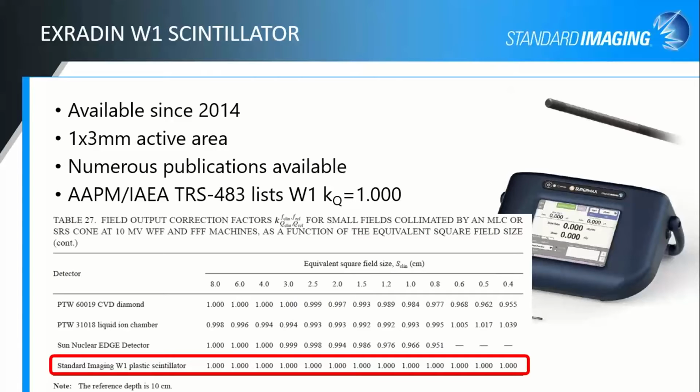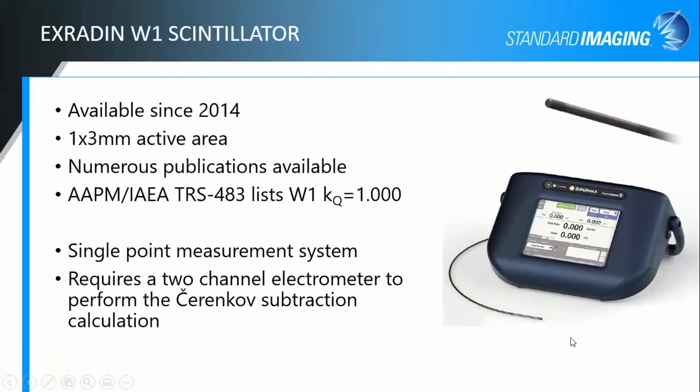And this actually has provided a lot of confidence for centers that have been really hesitant to get into the world of very small fields because they weren't confident that they were applying some of these other corrections properly. So this water equivalence has been a very huge advantage of the scintillator over some other detectors. Even the diamond detector, which claims water equivalence, does require some of those corrections at the small fields.